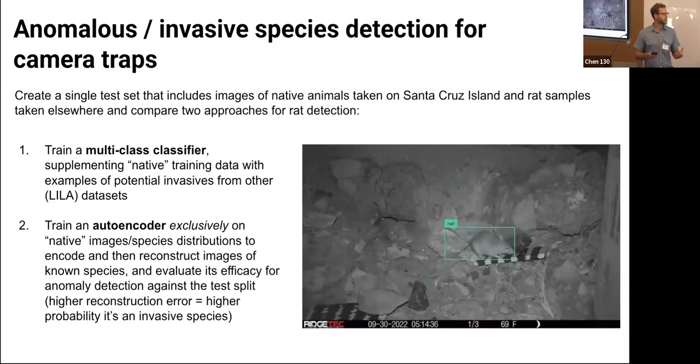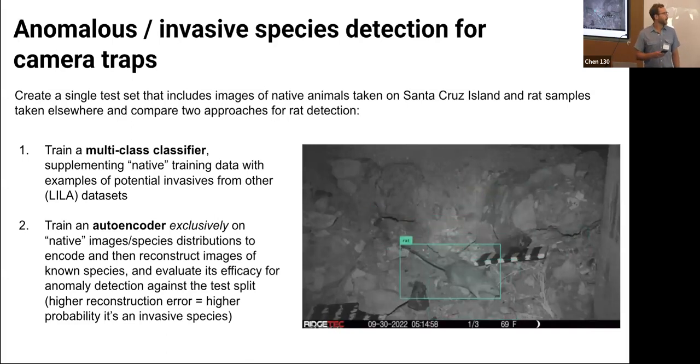In other words, you have a good sense of what the native fauna looks like in a given environment. You might have set up camera traps previously and have been collecting a lot of data, but that's less what you care about observing and detecting and setting alerts for. It's the things that are not there, that you likely do not have training data for, that you're trying to detect.